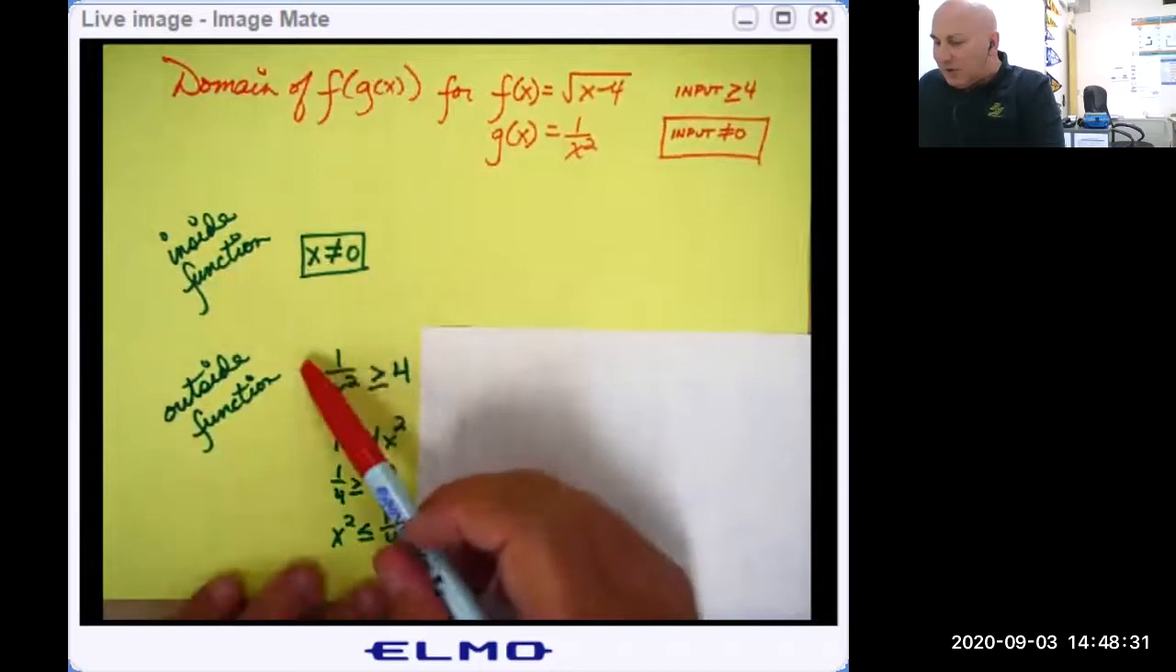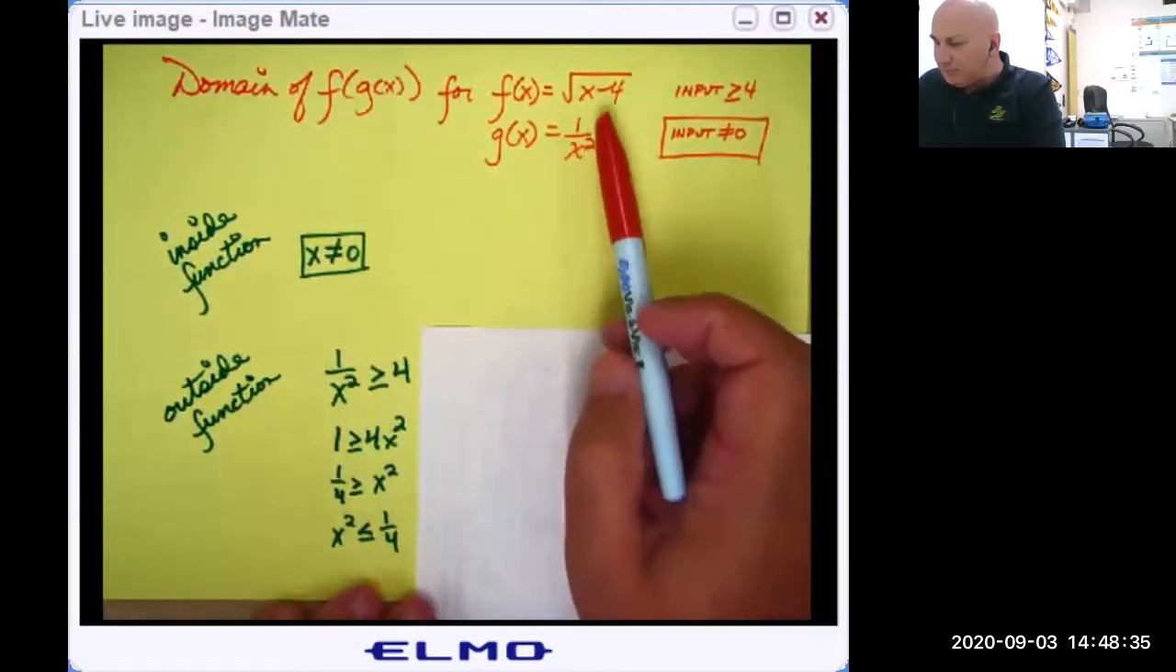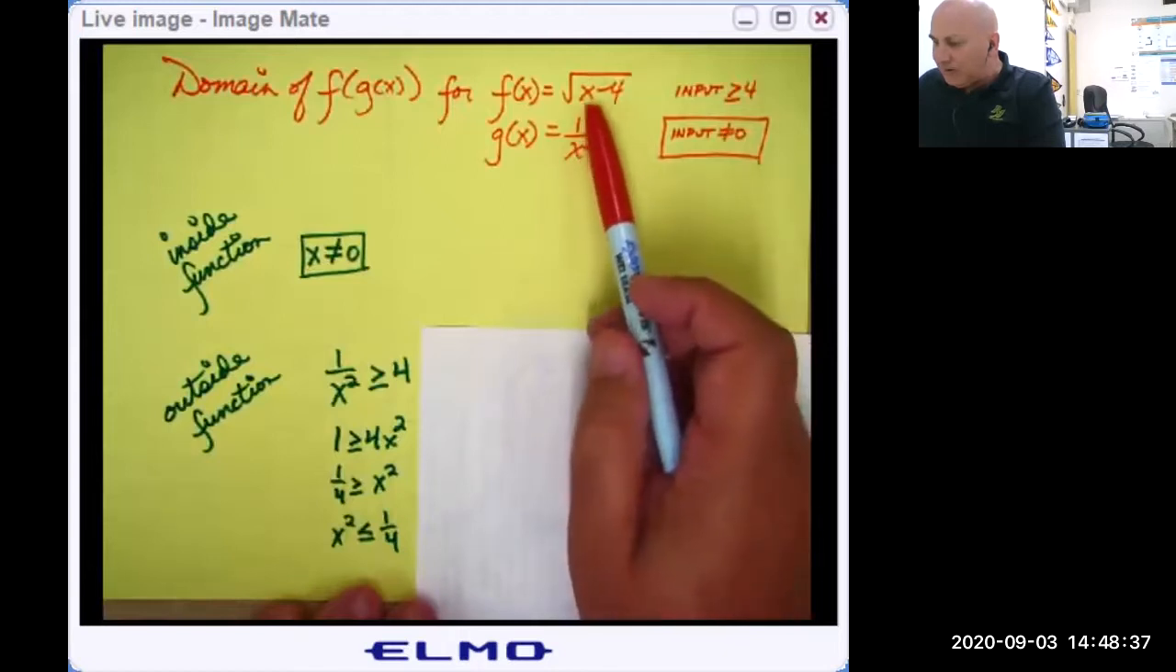So now we go to the outside function, which is the square root of x minus 4.